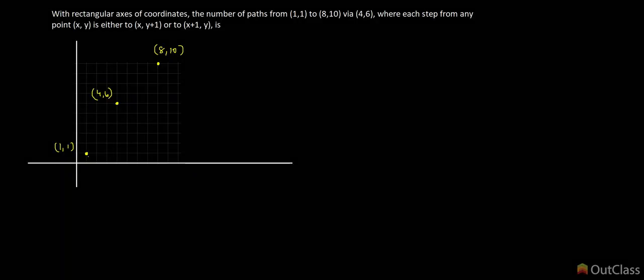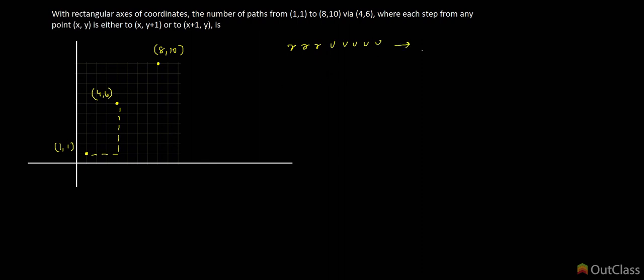So we have to go from the point (1, 1) to the point (8, 10), and we necessarily have to pass through (4, 6). So first we have to get to (4, 6) from (1, 1), and for that you have to do 3 rights and 5 ups. But you can do this in any order. If you do 5 ups first and then 3 rights, doesn't matter. If you do up up right, doesn't matter. All of that will work.